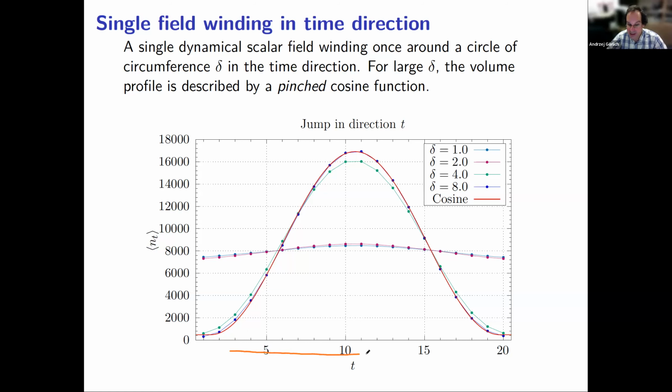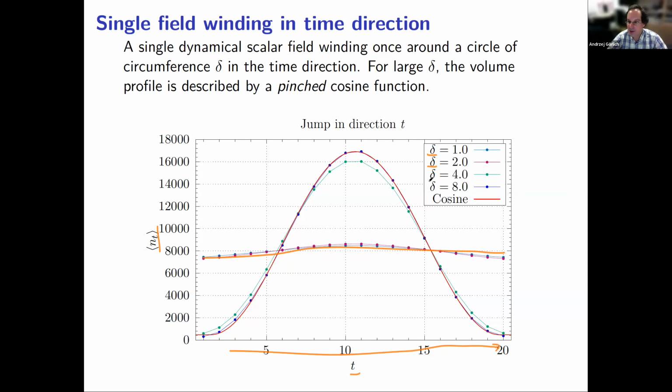So on this axis we have the time direction, and t is the original time coordinate. It enumerates the foliation, and nt is the number of simplices or tetrahedra in a given slice. And for small values of delta, so for small circumferences of the target space of the scalar field, the volume profile is more or less constant, as it is without the scalar field at all.